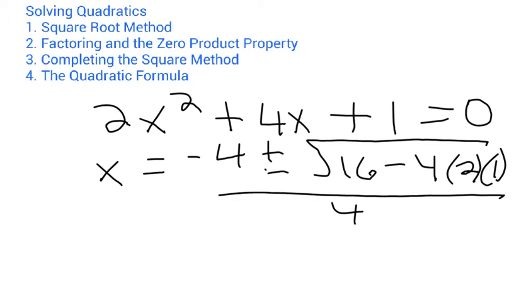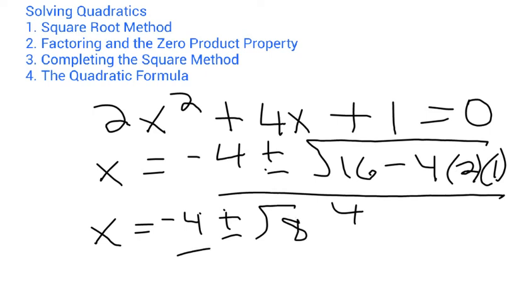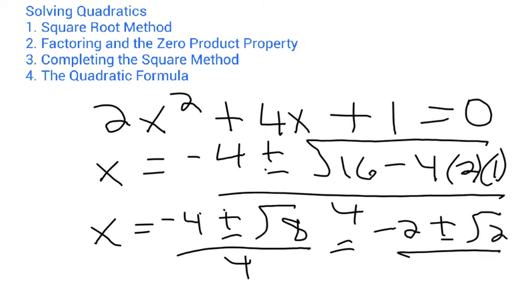When I reduce this, it becomes negative 4 plus or minus the square root of 16 minus 8, which is 8, all over 4. Further simplifying, it becomes negative 2 plus or minus the square root of 2, all over 2.